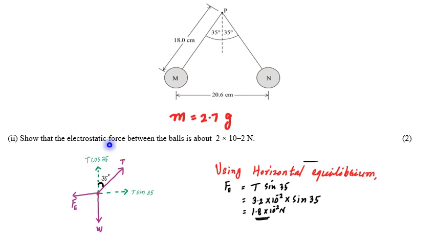Next, to calculate the electrostatic force of repulsion between the balls, we can use horizontal equilibrium to solve this question. Electrostatic force of repulsion is equal to T sin theta. If you substitute, you will be getting 1.8 times 10 to the power minus 2 newtons.